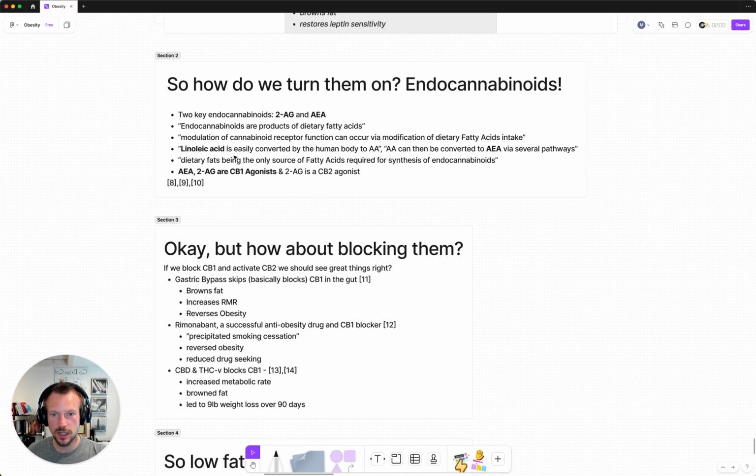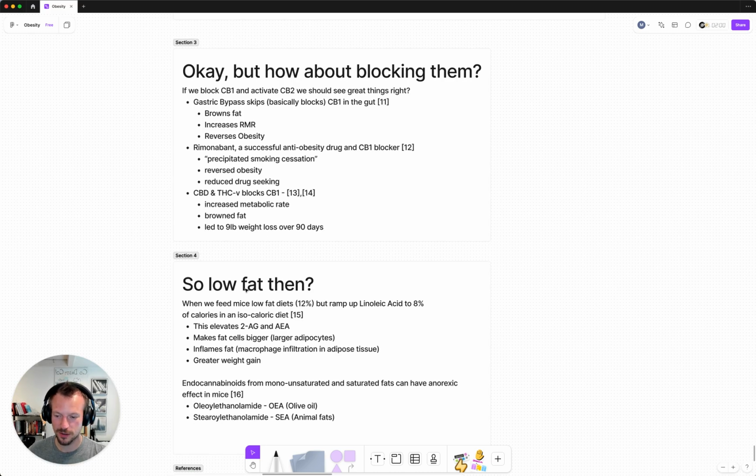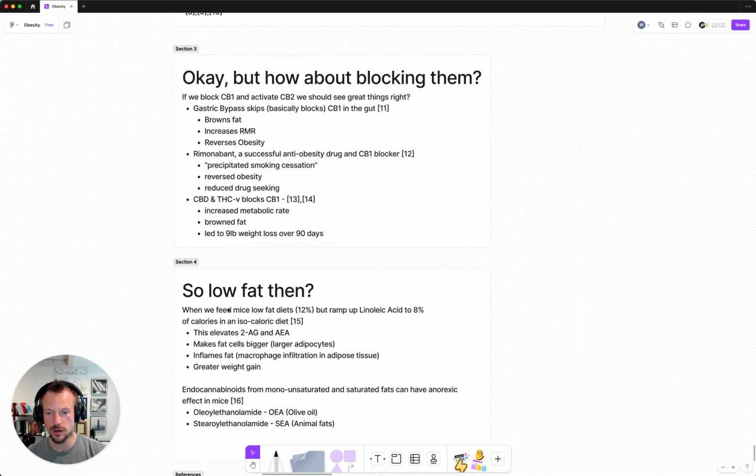So we do know that fundamentally, in the human body, they're turned on from fat. So should we get rid of fat? No, we shouldn't get rid of fat. We actually know that even in low-fat diets, you can still create huge amounts of the two endocannabinoids and turn on this machine. When we feed mice low-fat diets, with 12% of caloric volume coming from fat, but ramp up the linoleic acid content to about 8% of calories in an isocaloric diet, it will elevate 2AG and AEA production.